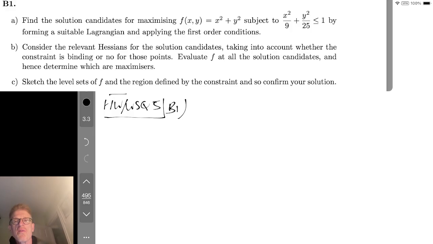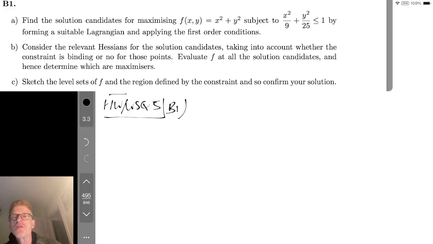Hints for homework 5, well, really workshop questions 5. Two homework questions, A1 and A2. We're now going to look at B1. Find the solution candidates for maximizing f is x squared plus y squared subject to x squared over 9 plus y squared over 25 is less or equal than 1 by forming a suitable Lagrangian and applying the first order conditions.